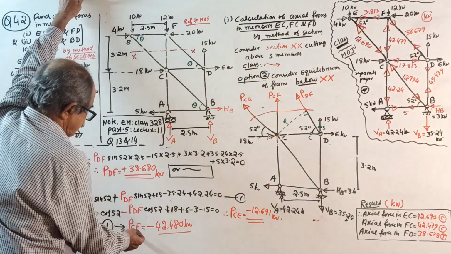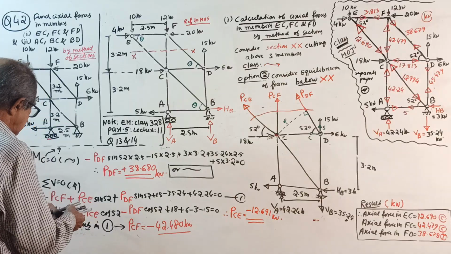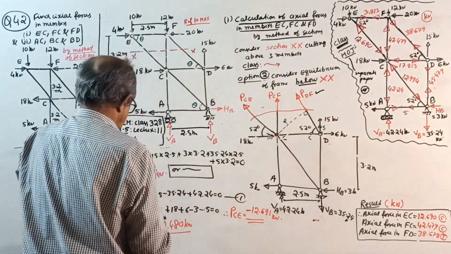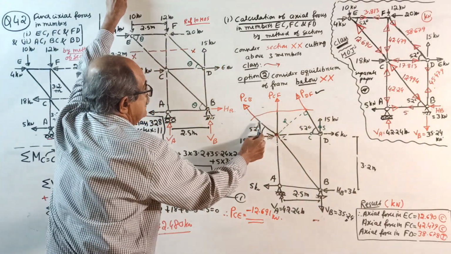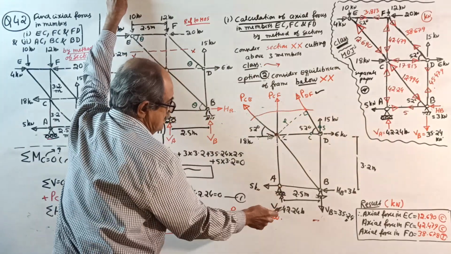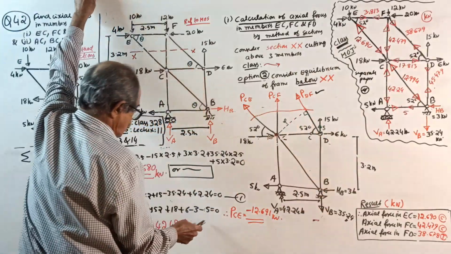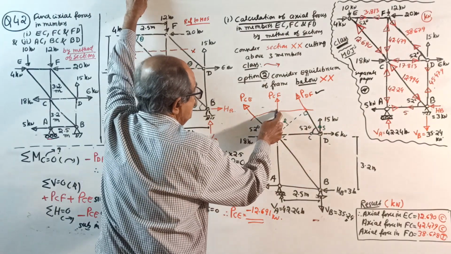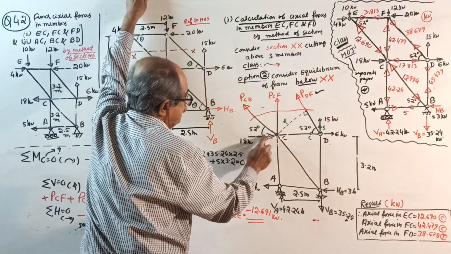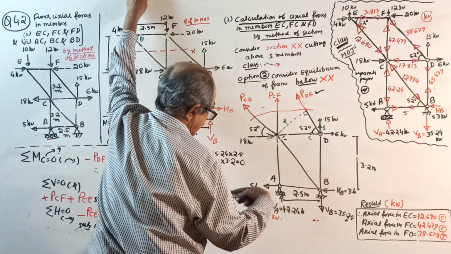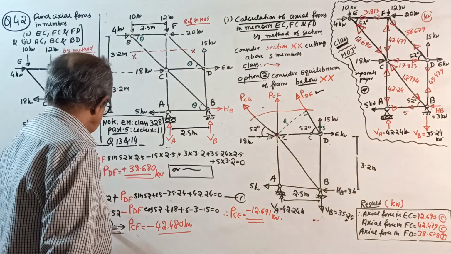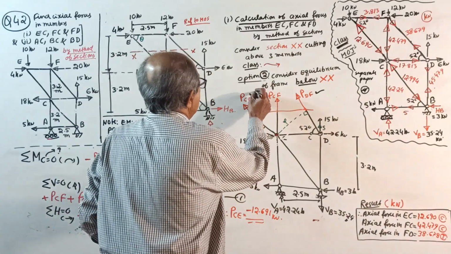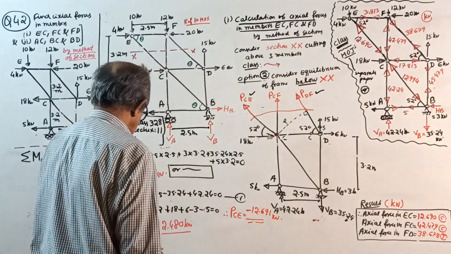Sigma V0, sigma H0, I don't have to explain. See, sigma V, now PDF is known. Sigma V0, all three will come. See, I have written sin as it is, this force, and this force. Equation number 1: sigma H0, cos plus 18 plus 6 minus 3 minus 5 equal to 0. Sigma H0 will give you PCE, minus 12.691. Now PCE is over. Substitute in equation number 1, you get the value of PCF.